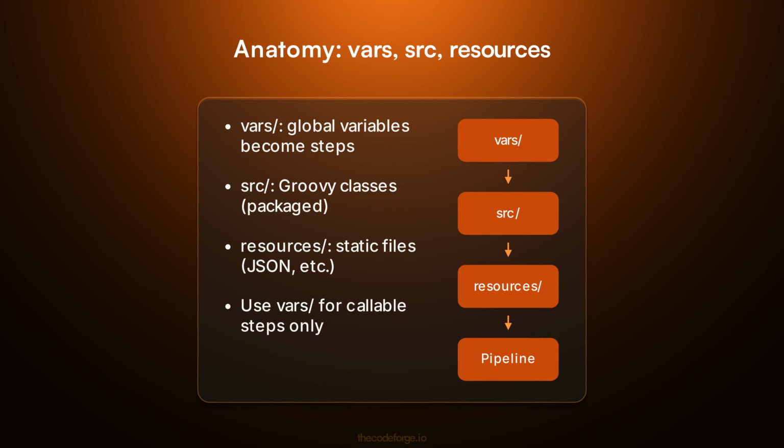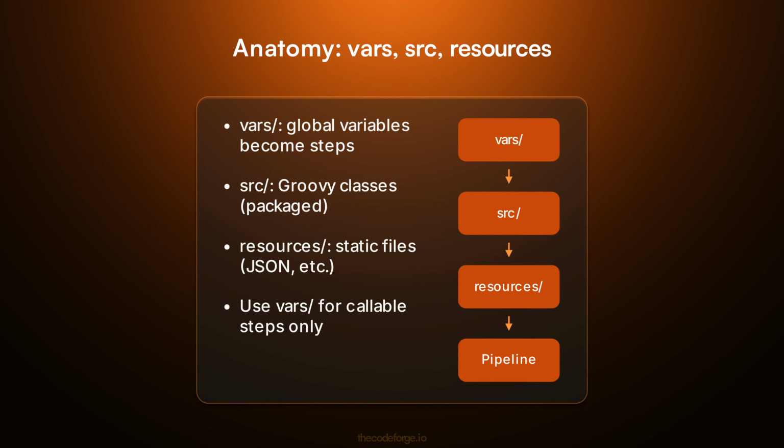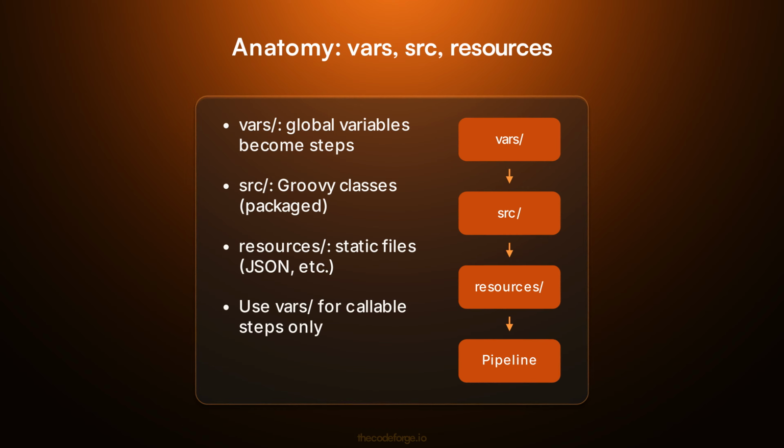A shared library has 3 directories. vars/ contains files that become callable pipeline steps. src/ holds standard Groovy classes under a package structure. Resources stores static files like JSON templates. Keep complex logic in src/, not vars/.